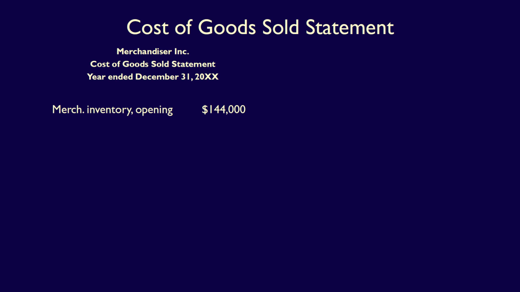We'll start with showing how the cost of goods sold is calculated in a merchandising firm. Of course, we start with the title, Merchandiser Inc. Cost of Goods Sold Statement, year ended December 31st, 20XX. The first line is the opening merchandising inventory of $144,000, also called beginning inventory.